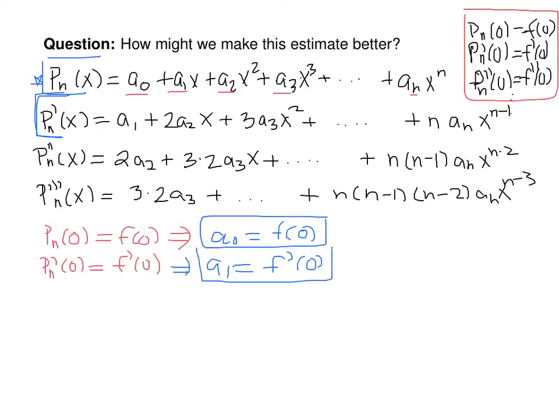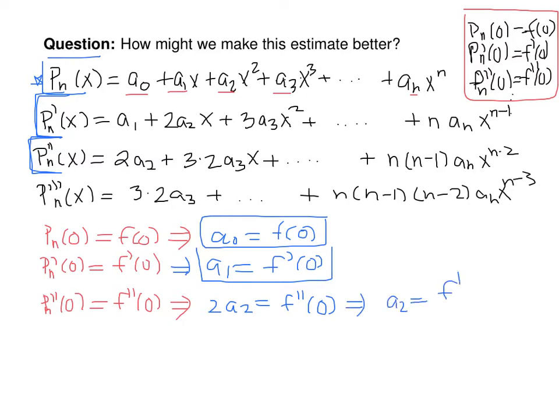So the next coefficient is equal to the derivative of the function at 0. Now next, the second derivative has to equal the second derivative of f. Looking at the third equation we have there, plugging 0 into the polynomial's second derivative, we have 2a2 is equal to f prime prime of 0. Solving for a2, we see that a2 is equal to f prime prime of 0 over 2.